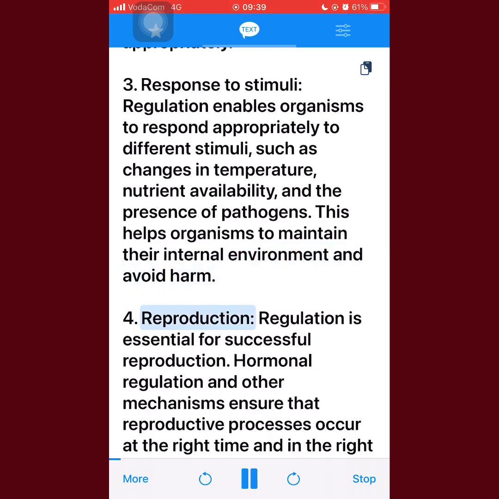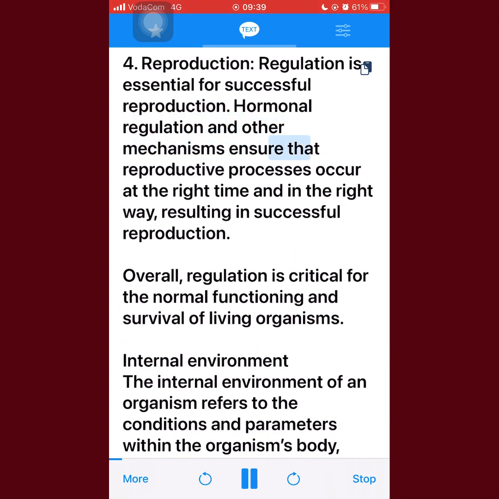4. Reproduction. Regulation is essential for successful reproduction. Hormonal regulation and other mechanisms ensure that reproductive processes occur at the right time and in the right way, resulting in successful reproduction. Overall, regulation is critical for the normal functioning and survival of living organisms.